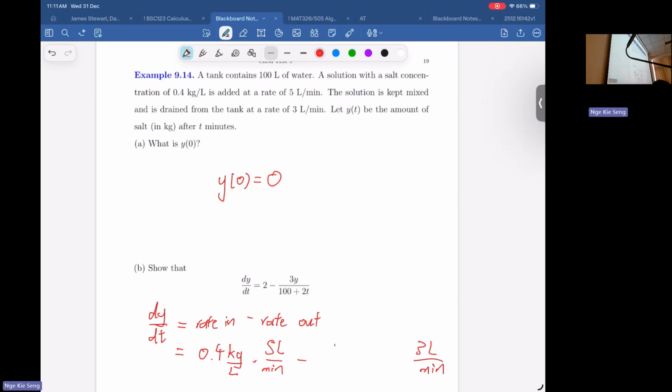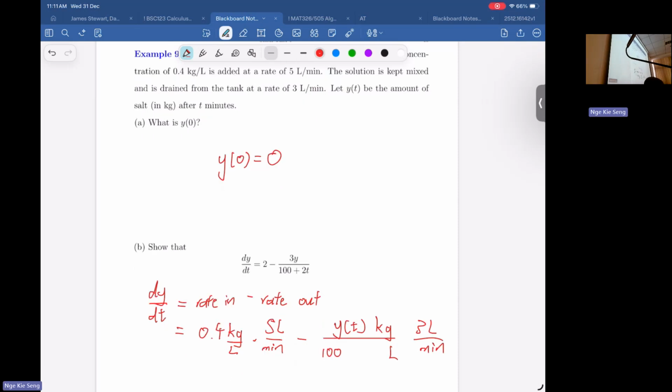Well, definitely your amount of salt will change in time, so y(t). But how about your water? How does your water change? How your water changes is very important here. The top is in kg, and how about your water? Your water starts with 100 liters, but then how does it increase? It increases by 5 minus 3 times t, rate in minus rate out times t.